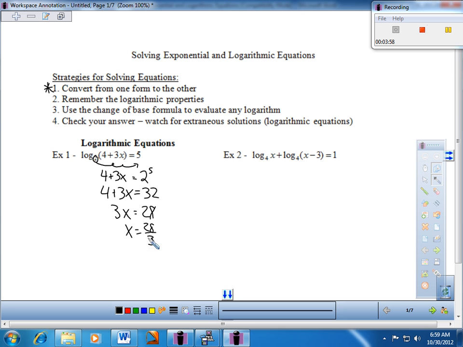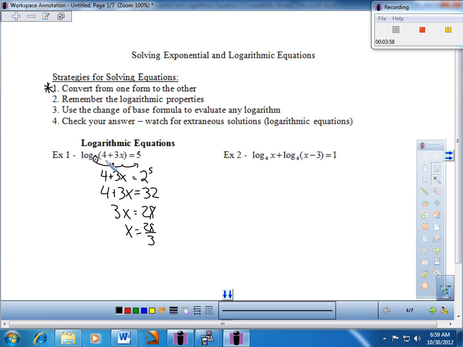If you plug that back in, it should read nicely. I'm assuming you get a 32 in here when all's said and done, and log base 2 of 32 is definitely 5. Again, it's that idea of convert from one form to the other. When you roll it over, you free up what was at that point in time stuck, unable to really get by itself. Okay, so that's how we're going to play it out here.